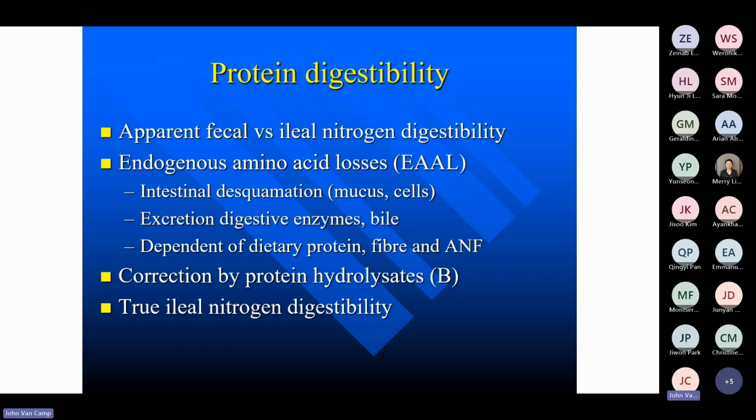And the coefficient for digestibility is just taking the amount in the food minus what you get in the fecal material, divided by what you get in the food. And this is then an apparent fecal nitrogen digestibility coefficient. You can go to the course notes, and there you will find the exact formulas. And if you measure in the ileum, then you can have an apparent ileal nitrogen digestibility coefficient by taking a sample from the food, taking a sample at the end of the small intestine, subtracting the two and then dividing by nitrogen in the food.